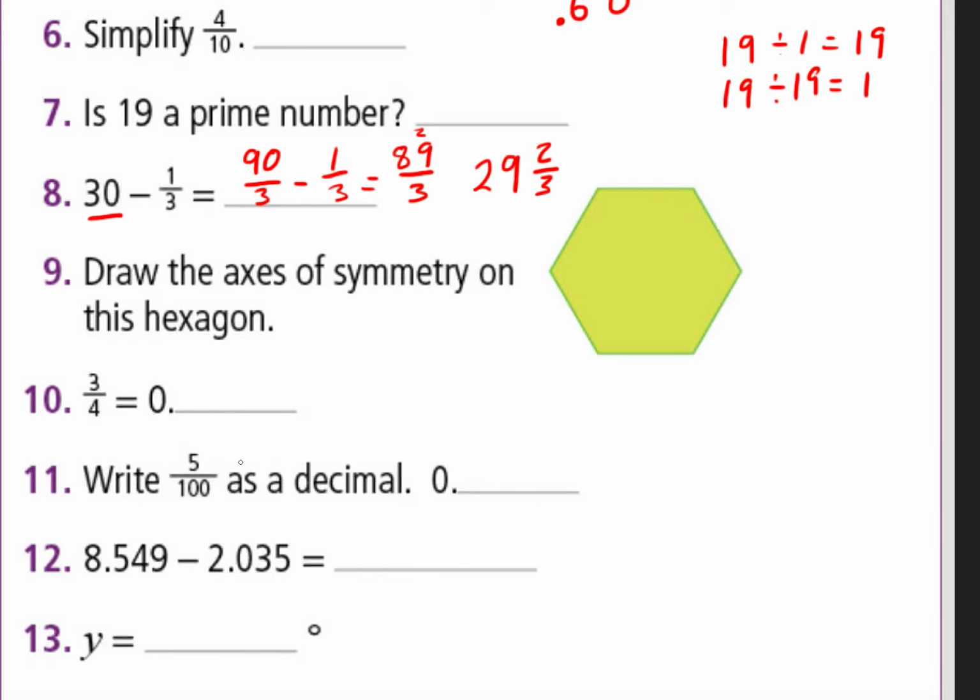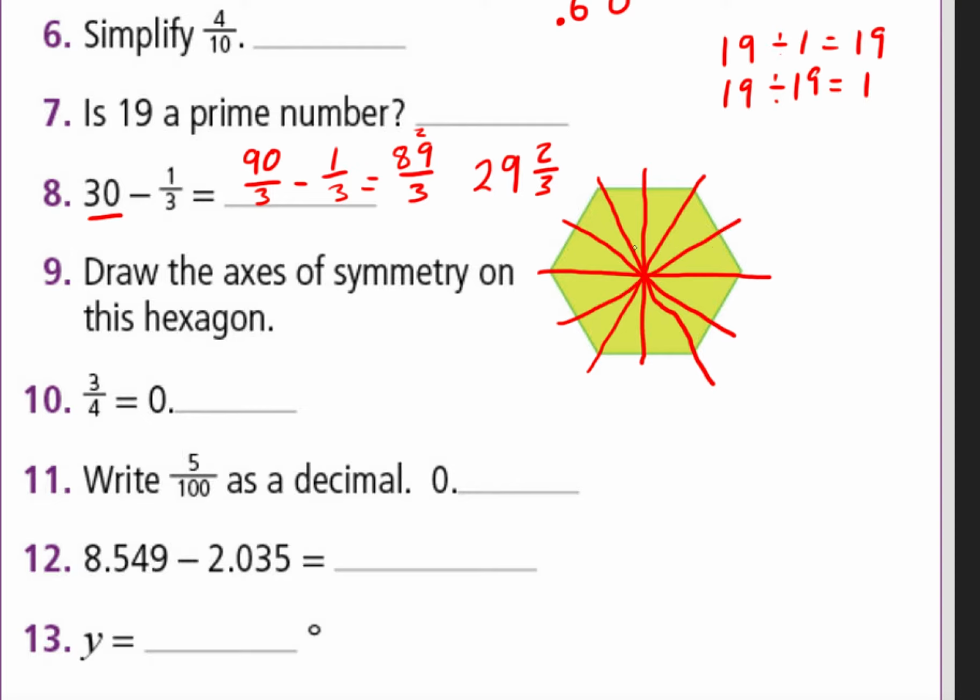Number 9, draw the axis of symmetry on this hexagon. Now, I saw a lot of people got this wrong the last couple of days we've had it. So that's an axis of symmetry, okay, and this one here. But a hexagon has a lot more than that. You can go through opposite corners like this, and you can also go through the middle of the opposite sides. So altogether a hexagon is going to have that many axes of symmetry.